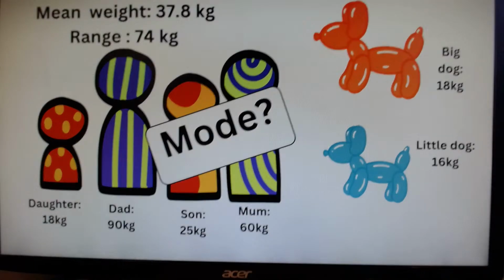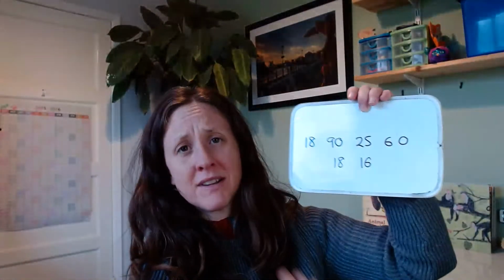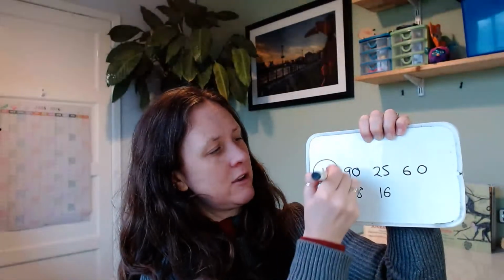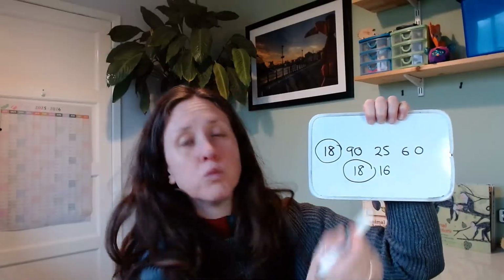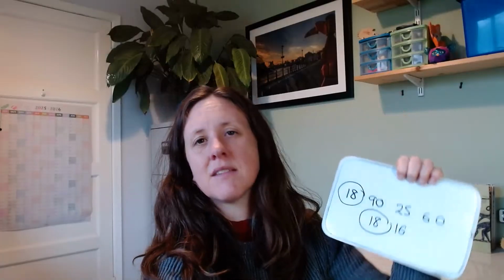Okay, so in this case, the mode is 18 kilograms. That's the one that comes up the most frequently. It's the only one that's repeated. Every other number is not repeated there. 18 comes up twice. No other weight comes up twice. So the mode would be 18 in this case.